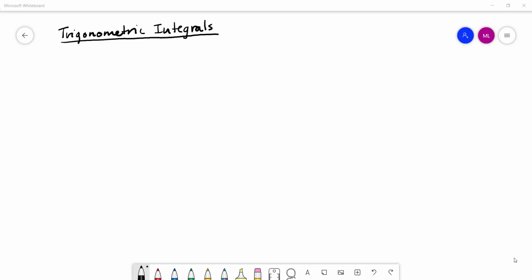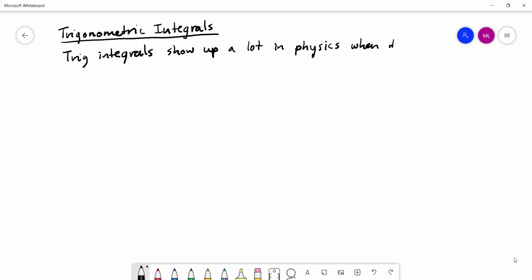So let me just write that down, though, that trig integrals show up a lot in physics, and especially when we're dealing with any sort of circular geometry.